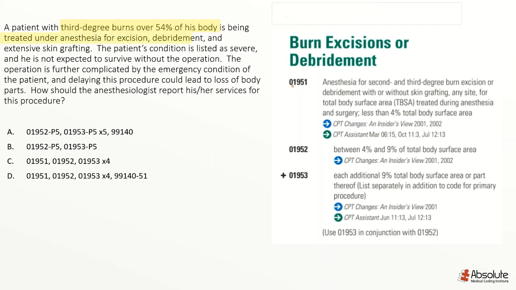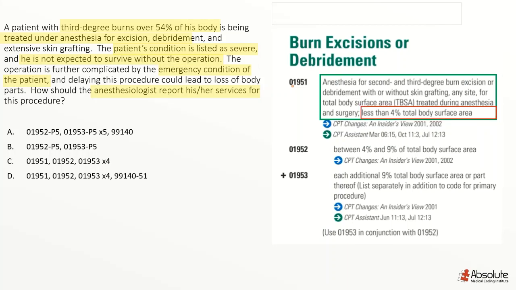So this patient has third degree burns over 54% of their body. All right, so we know we have code 01951, anesthesia for second and third degree burns, but this is for less than 4% of the total body surface area. Okay, they were burned over 54% of their body. So 01951 would not be the correct answer. I love to get it down to 50-50. Now we can really focus in on these.